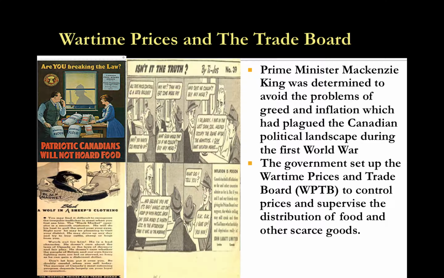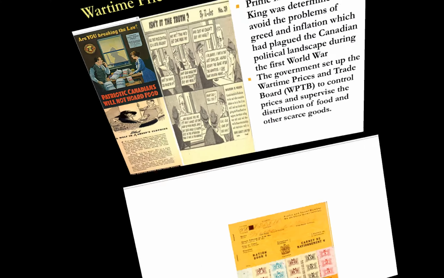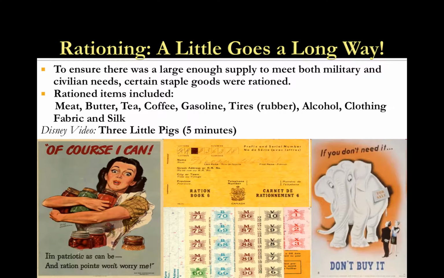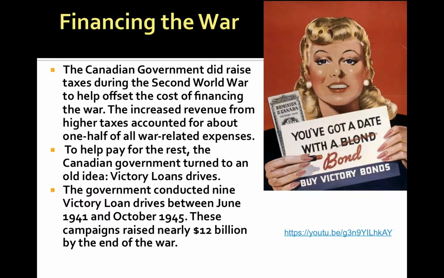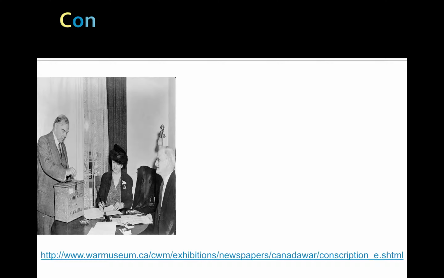So from there, we're going to look at wartime prices in the trade board, crucial term you need to know for your final exam. And we're going to look at rationing. And get this, we have another Disney video with 3 little pigs. So back to victory bonds and victory loans. You know about this from World War I, and they thought it was such a good idea then, they decided to continue it, and they raised nearly $12 billion before the end of the war. We do have a little bit of a commercial on it too.